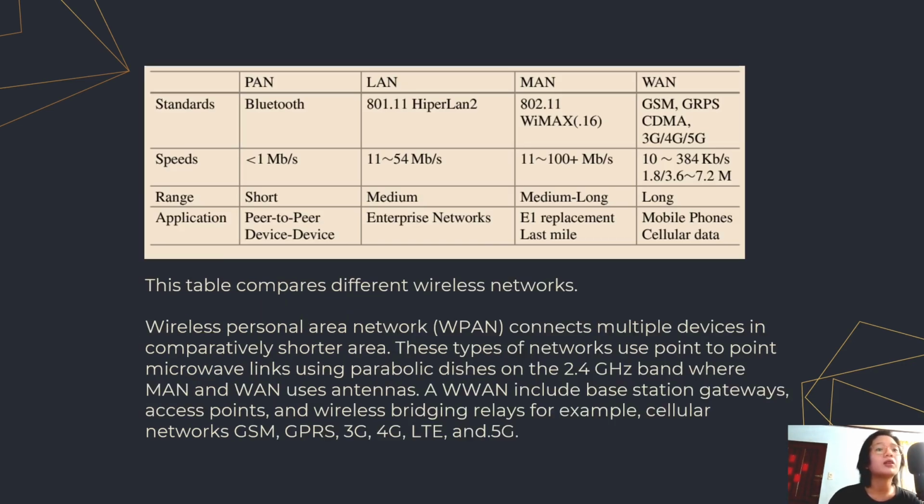So this table compares different wireless networks. Wireless personal area network connects multiple devices in a comparatively shorter area. These types of networks use point-to-point microwave links using parabolic dishes on a 2.4 GHz band, whereas MAN and WAN use antennas. WWAN includes base station gateways, access points, and wireless bridging relays, for example. Cellular networks: GSM, GPRS, 3G, 4G, LTE, and 5G.